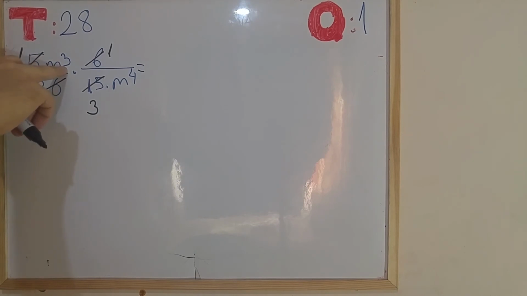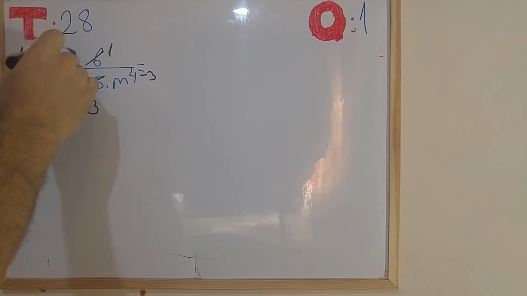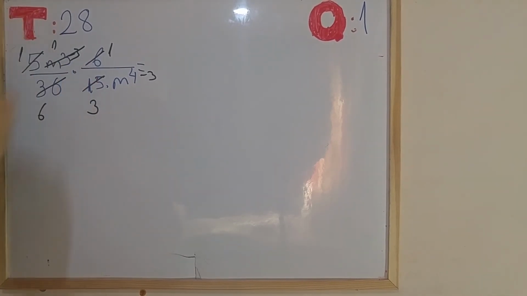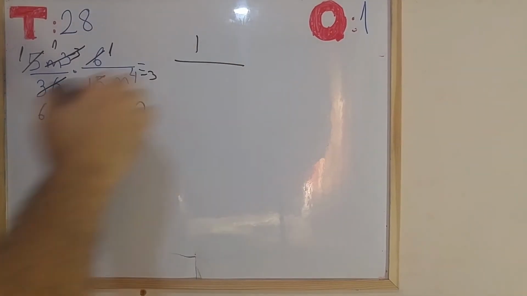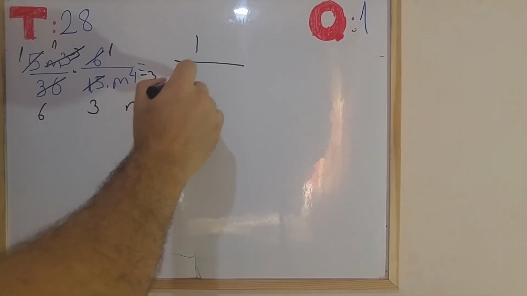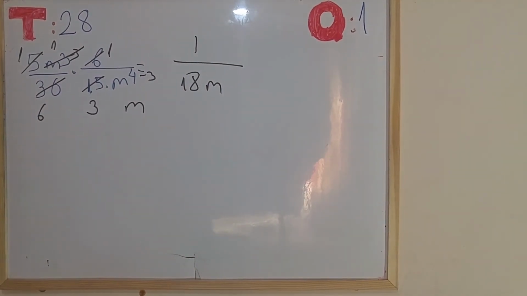This is m cubed and this is m to the 4, so what we have is, this is going to be gone, 1, and I'm going to have only m here, so the result is going to be 1 over 6 times 3 is equal to 18, and m to the power 1. 1 over 18m.